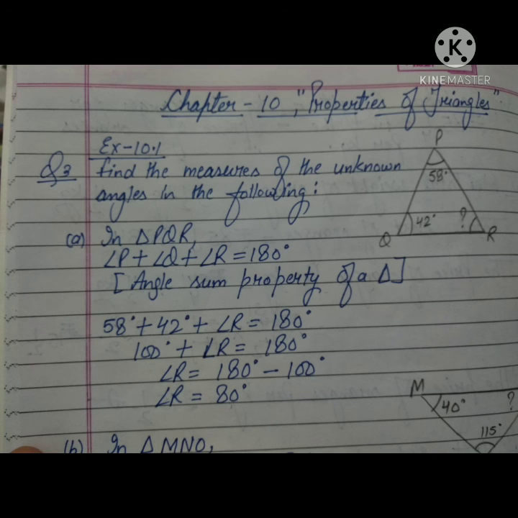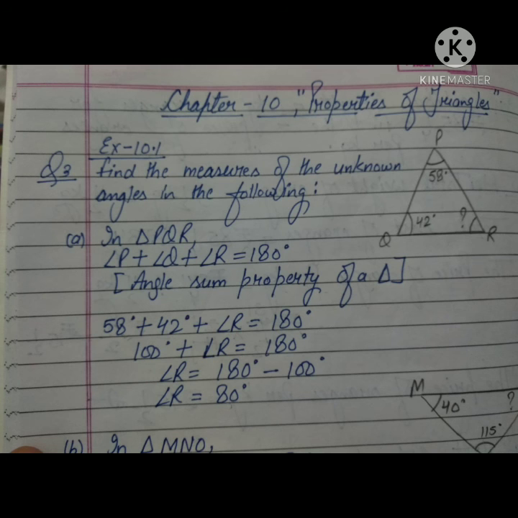Find the measure of the unknown angles in the figure. In the following figure, आपने क्या करना है? Unknown angle को find out करना है. One triangle, triangle PQR, is given to you, in which the measure of angle P is 58 degrees, and the measure of angle Q is 42 degrees. You have to find out the value of angle R.